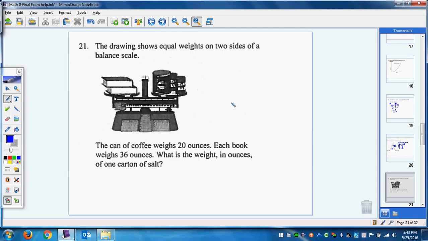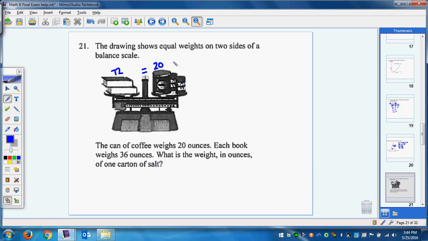Right, the drawing shows equal weights. So this is really an equation that you need to set up. Can of coffee weighs 20 ounces, so that's here. Each book weighs 36 ounces, so there's 2 books, so that's 36 times 2, which is 72. Remember, the balance here is the equal sign. What is the weight in ounces of 1 carton of salt?